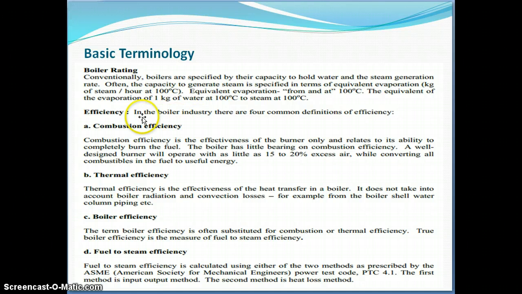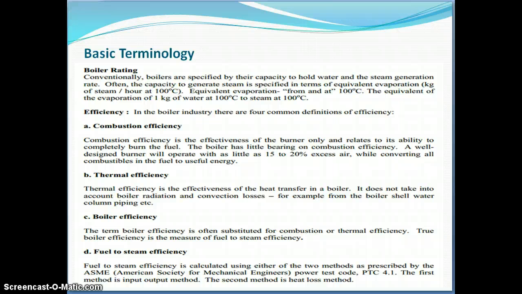And when we talk about efficiency, there are various types of efficiencies we normally adopt as far as boiler operations are concerned. We have combustion efficiency, thermal efficiency, boiler efficiency, and in the context of what we are trying to study over here, this boiler efficiency is very important. We also have fuel to steam efficiency, and in some cases we use boiler and thermal efficiency in a single fashion as a single boiler thermal efficiency.